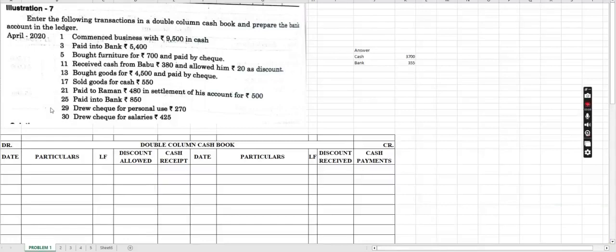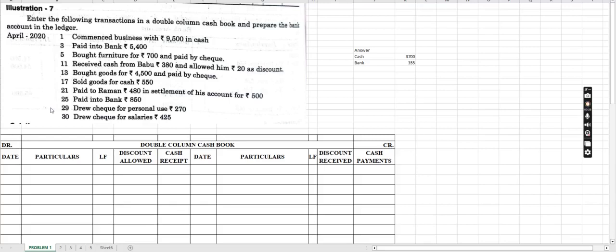Dear students, in this video, I am solving the problems on double column cash book. In the previous video also, I have solved simple problems on the double column cash book. I have already said you guys that this is a 12 marks question which may arise in your examination. Either one will be asked for 12 marks in Section C, either a double column cash book or a 3-column cash book. Both are similar, both entries are similar.